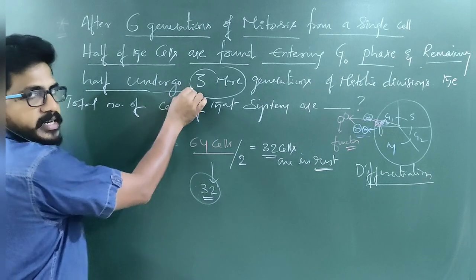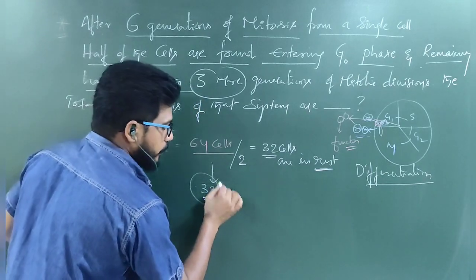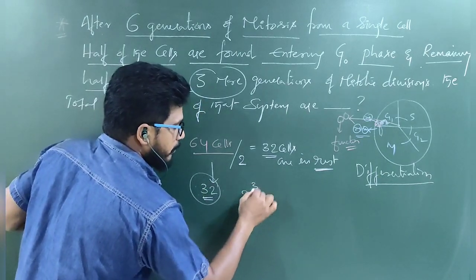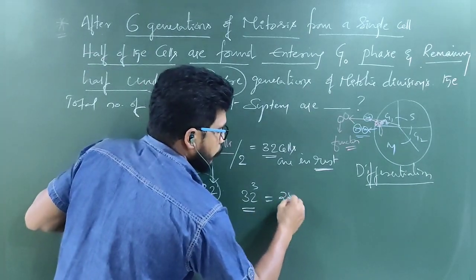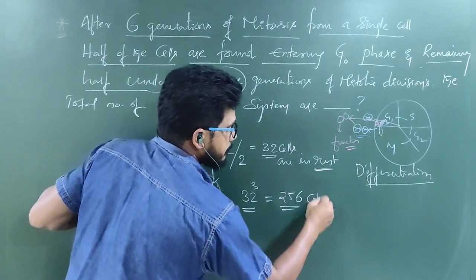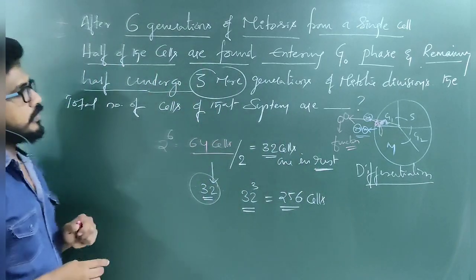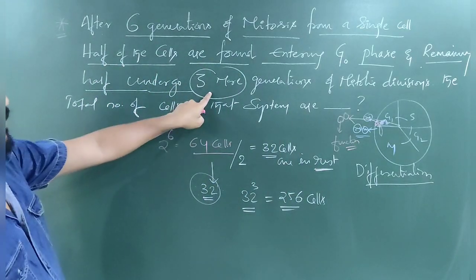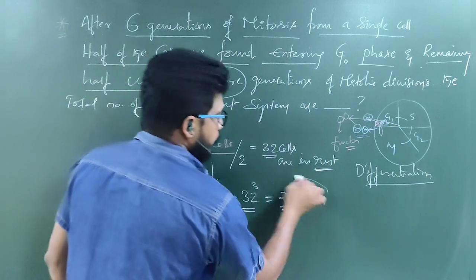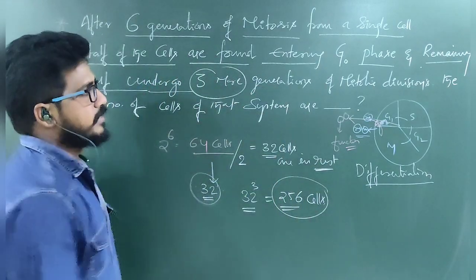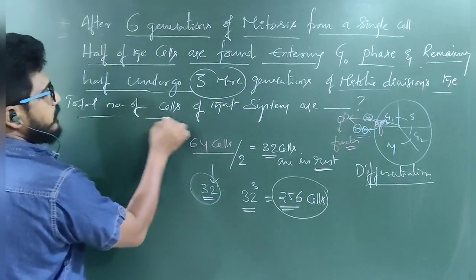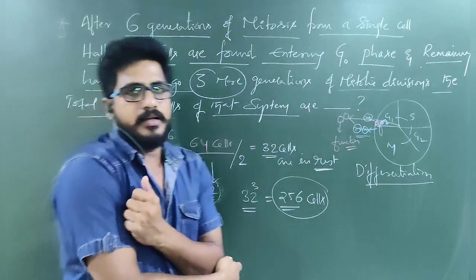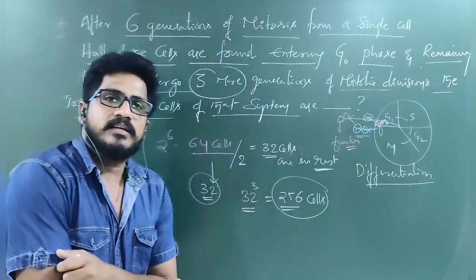How many times? 3 generations. So that is 32 power 3, which is equal to 256 cells. So half of the cells undergo 3 more generations, then form 256 cells. That is the dividing part. The question is the total number of cells in that particular system. In that system, how many cells are there?